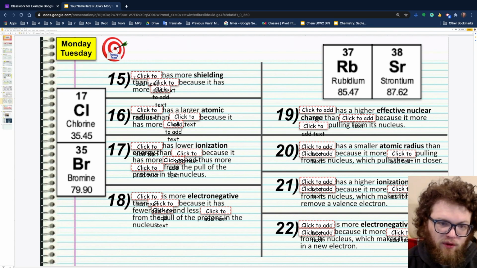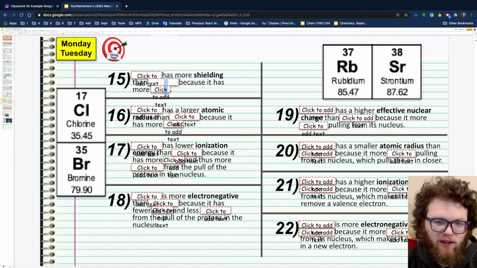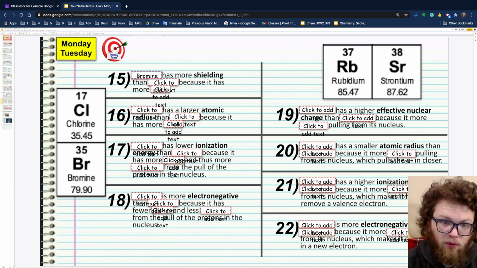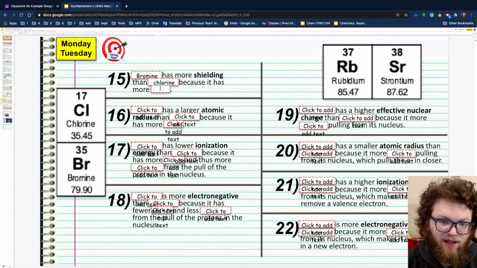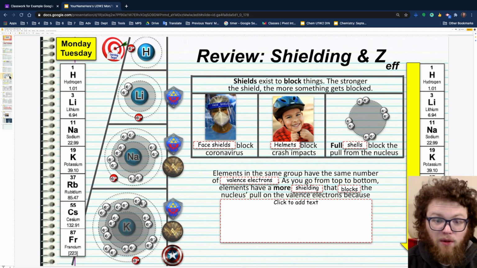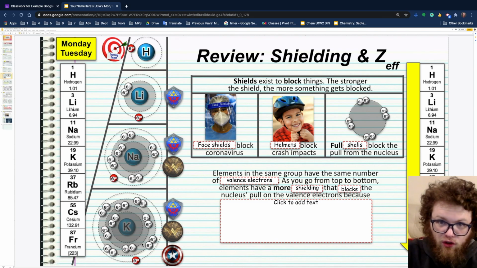So for example, we've got chlorine and bromine over here. Which one has more shielding than the other? Well, I would say bromine has more shielding than chlorine because it has more shells. Remember, more shells means more shielding, and that's also going to lead to a larger radius.